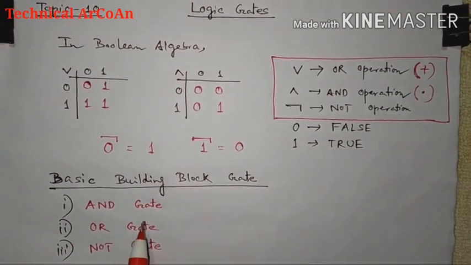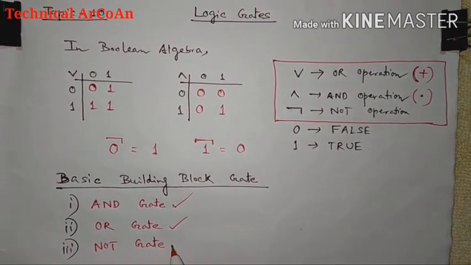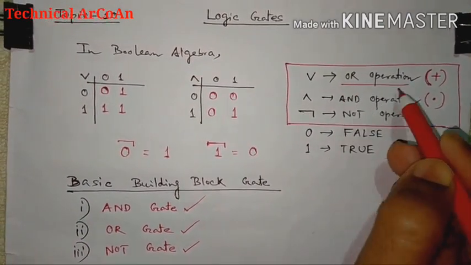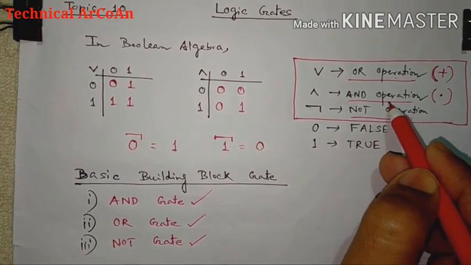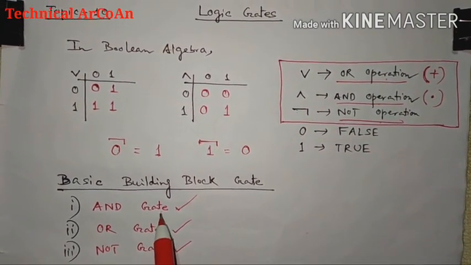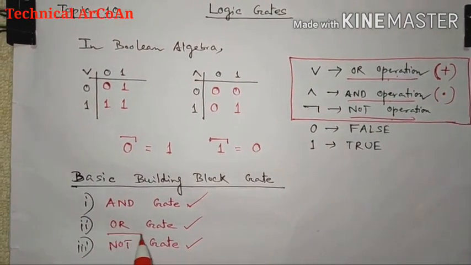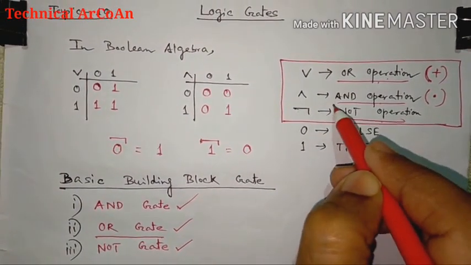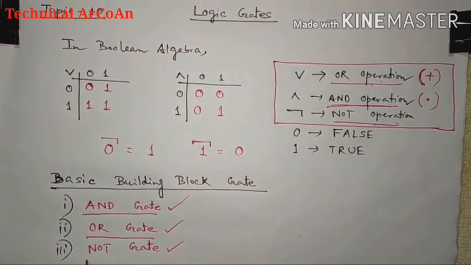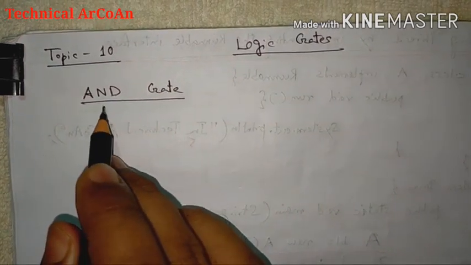Now, the basic building block gates are these three: in electronics, the AND gate, OR gate and NOT gate. I already told you that in Boolean algebra there are the OR operation, AND operation and NOT operation. These three operations are implemented in three different gates: the OR operation is done in the OR gate, the AND operation in the AND gate, and the NOT operation in the NOT gate. Now we discuss the AND gate first.